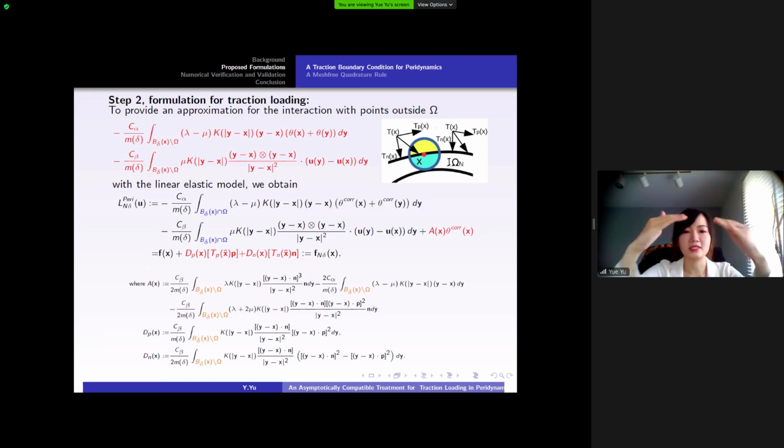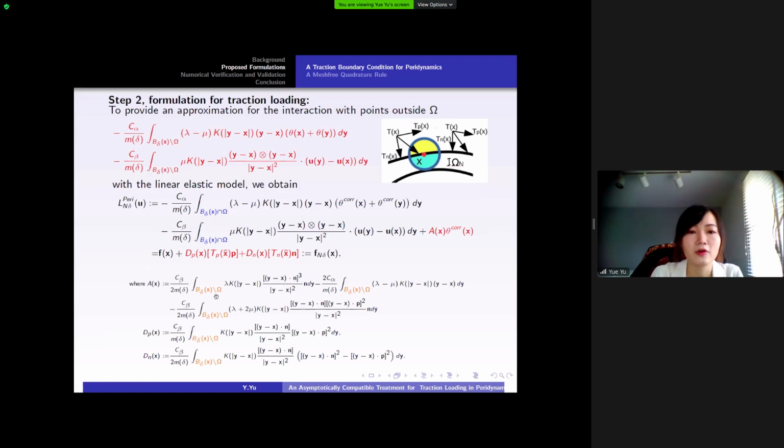I mean, when the distance is away from a distance of delta. So that is kind of similar to the idea described by Patrick and Dr. Rob Lipton yesterday, so that the traction loading is applied as kind of a body load on a thin layer of the boundary. But the difference here is our coefficients are going to vanish, smoothly vanish when it goes to the inside of the domain.